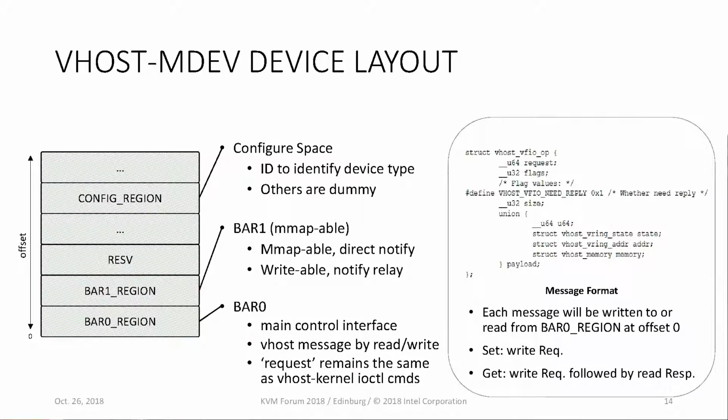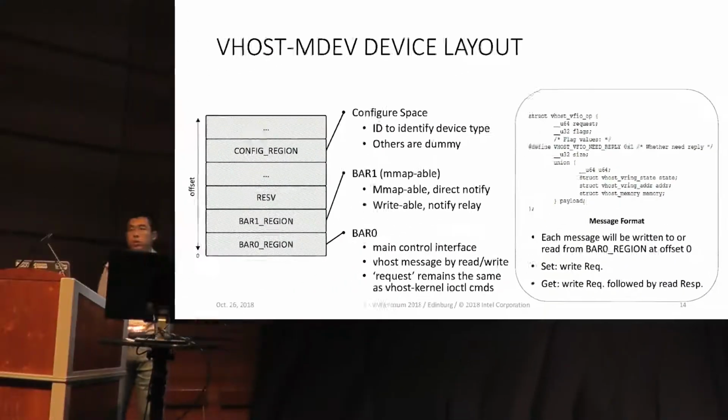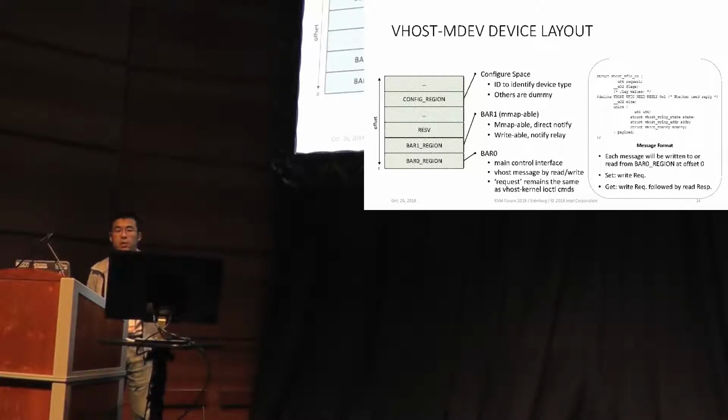So what does the device look like? Because VFIO PCI just uses the hardware layout, we cannot change that. So that's why we leverage mediated device. The good thing is mediated device gives us the ability to define the software layout. Here's what the device looks like. We use 2 BARs and 3 memory regions: 1 config region, 1 BAR 1, and 1 BAR 0.